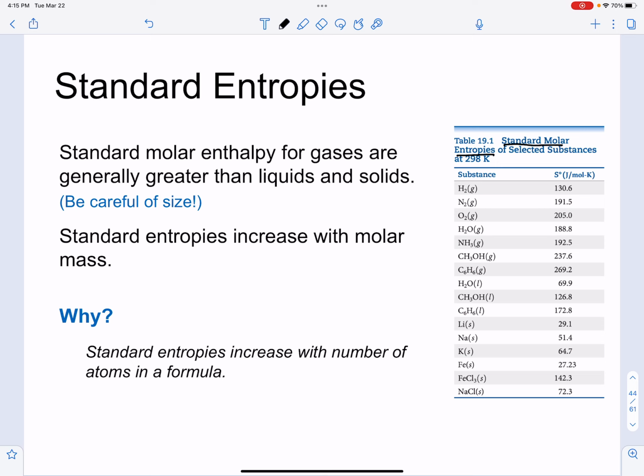We already talked about how the entropy for gases is higher than the entropy for liquids or solids. We also saw that entropy increases with molar mass, because if you have more molar mass, it means you have more atoms, and the atoms are bonded to other atoms, and each one of those bonds can do different movements, so you're going to have more entropy. So it definitely has to do with the number of atoms in a formula.